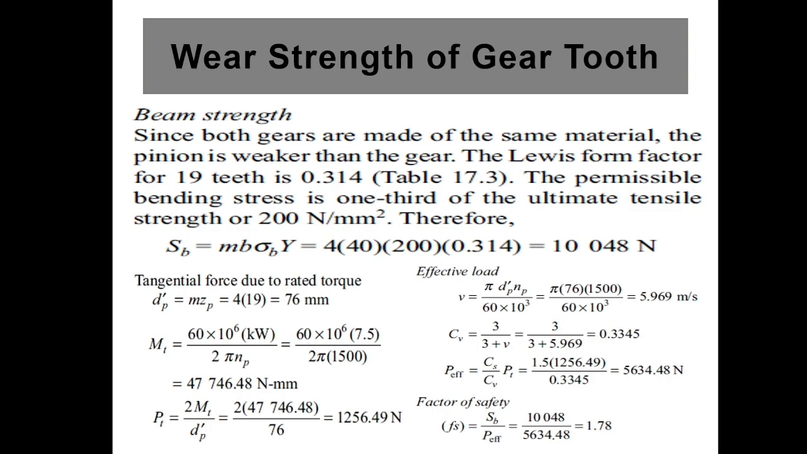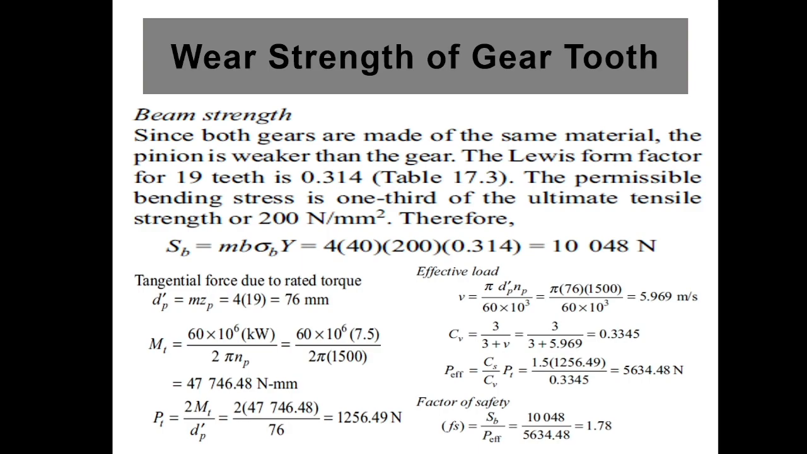There are three formulas here. First, when the velocity is less than 10, we consider cv equal to 3 divided by 3 plus v. When the velocity is less than 20, we consider cv equal to 6 divided by 6 plus v. If the velocity is more than 20, the formula is cv equal to 5.6 divided by 5.6 plus square root of v. Now we take cv equal to 3 divided by 3 plus v, which comes to 0.3345.